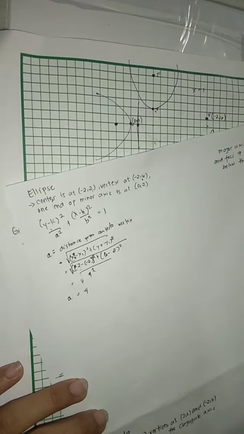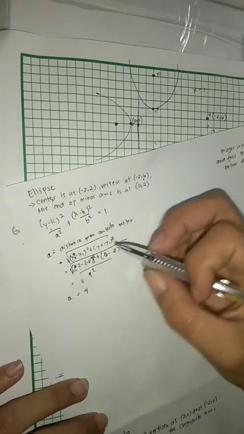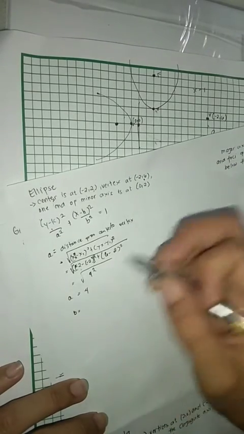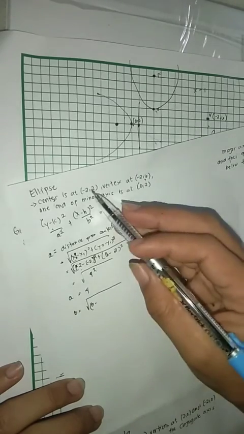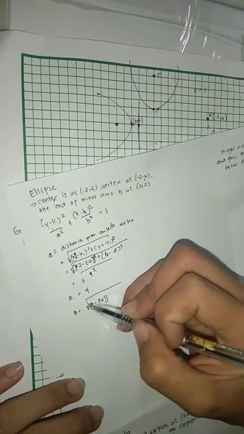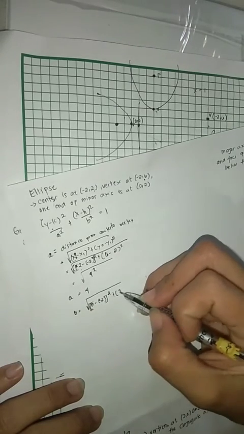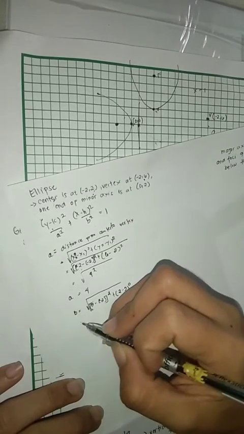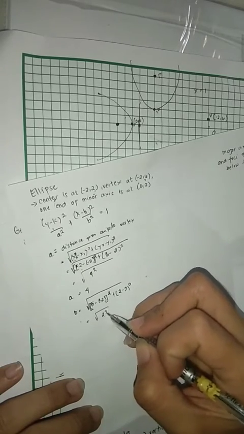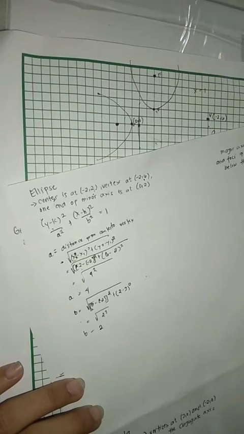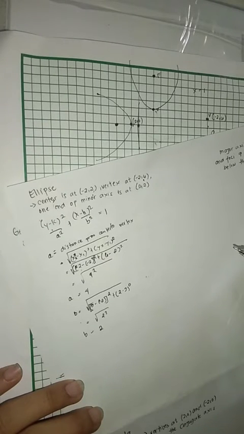And B, which is the distance from the center to the one end of the minor axis, which is our co-vertex. So B is equal to square root of x sub 2, which is 0, minus negative 2 squared plus y sub 2, which is 2 minus 2, 0. That would leave us the value of positive 2 squared. So our B is equal to 2. Okay, I got my answer wrong on my activity paper. I'll correct it later on.